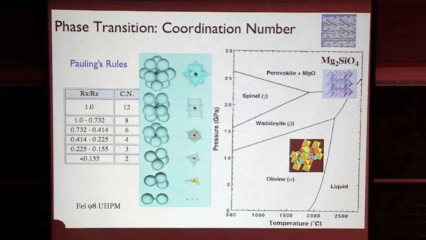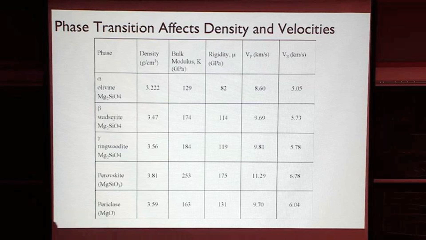And as a result of this coordination change, we actually have a breakdown. So the magnesium is no longer compatible in the perovskite structure. You form two separate phases. One is oxide, one is silicate with six coordination. And this kind of phase transition is well known. And the effect of this phase transition, if you look at this table, this is alpha olivine, beta phase wadsleyite, gamma phase ringwoodite, perovskite, and this is periclase.